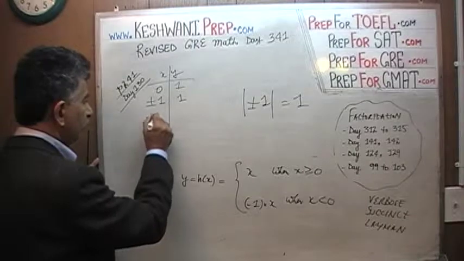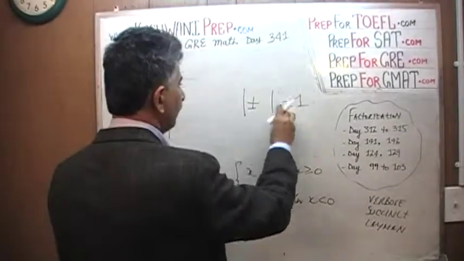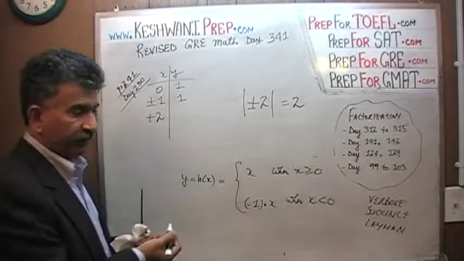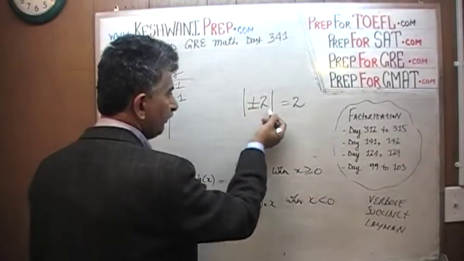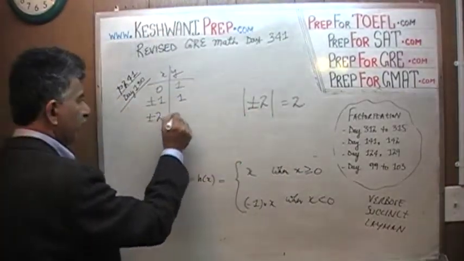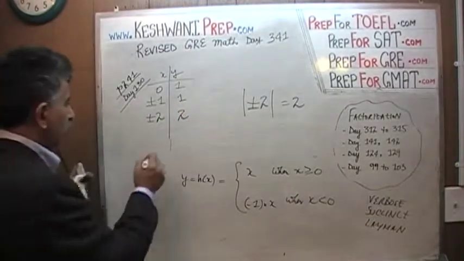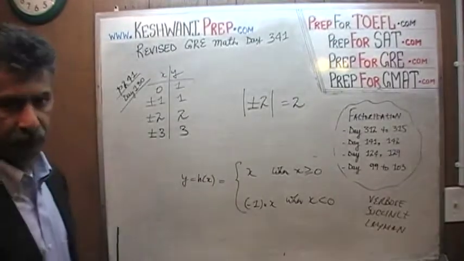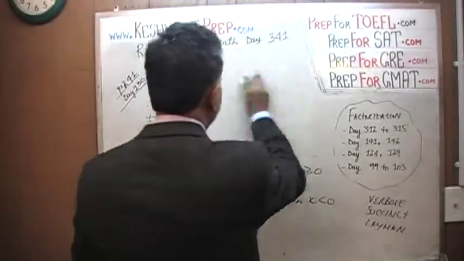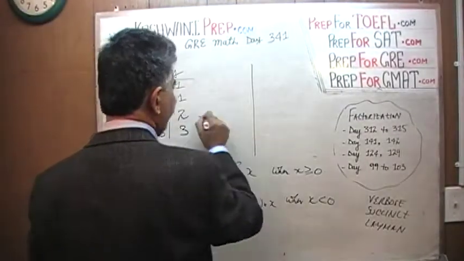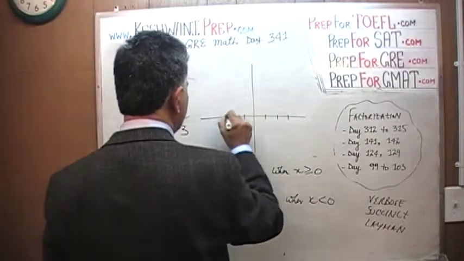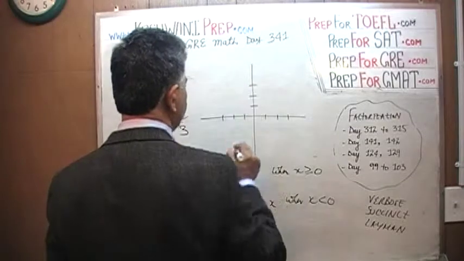When x happens to be 2, the absolute value of 2 is just 2. But if x happens to be -2, the absolute value of -2 is also 2. So whether it's +2 or -2, y is 2. When x is +3 or -3, y equals 3, and so on and so forth. Let's plot it here, shall we? Let's see what happens. 1, 2, 3, 1, 2, 3. That's all we need.